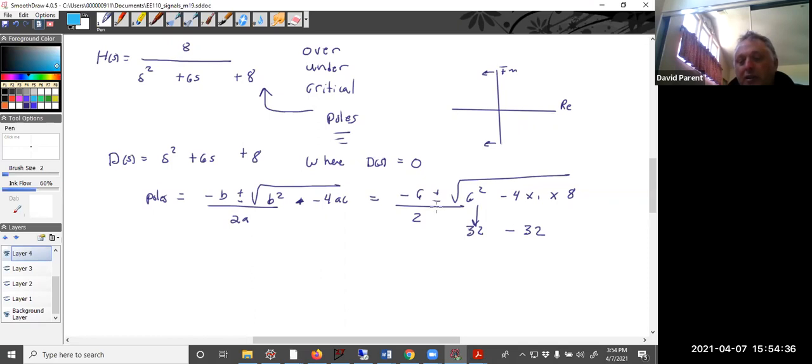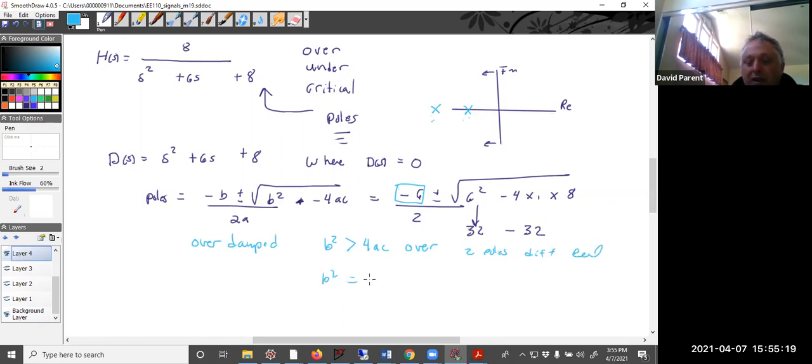So just by knowing that this starts here, I know that I'm going to have plus a real number and minus a real number, and they're going to be different. And so I'm going to have two different poles. And so that means overdamped. But I actually don't need to just determine whether I'm over or under critically damped. Really, if b squared is greater than 4AC, it's over. There's going to be two poles that are different, and they're going to be real.